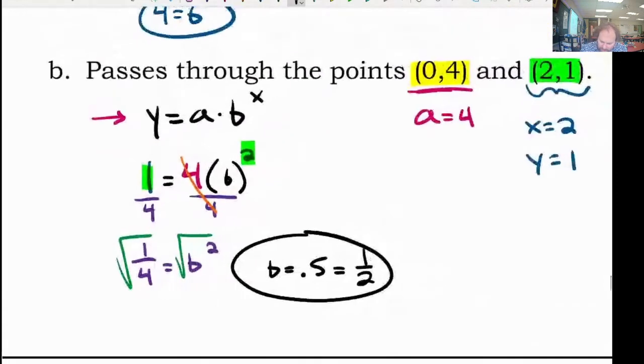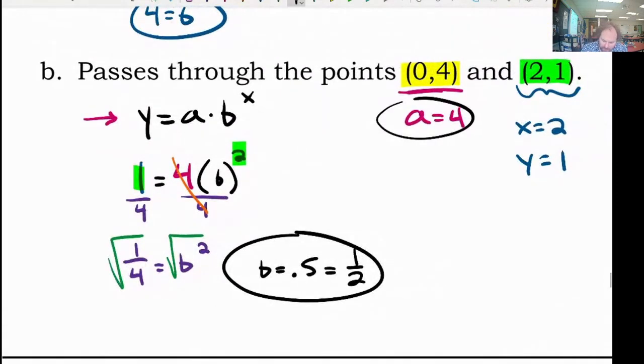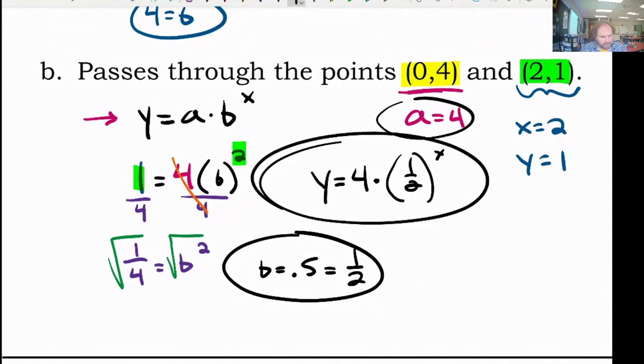And so now that you know that A is 4 and B is 1/2, you can write the equation. It's y equals 4 times (1/2) to the x power. And there you go. Not so bad. Just got to have an entry point or a strategy to start off.